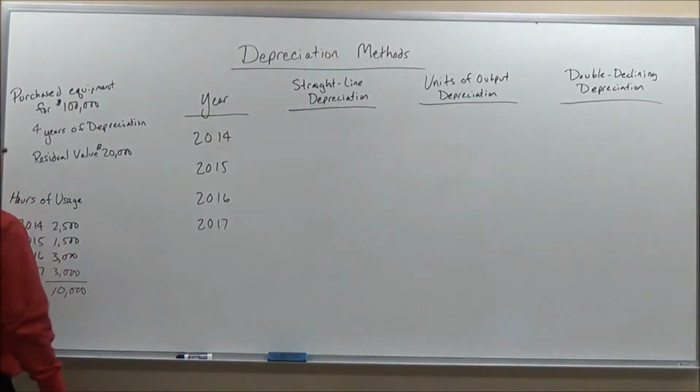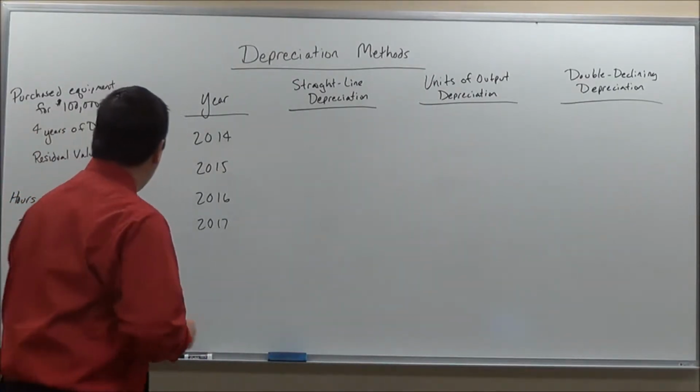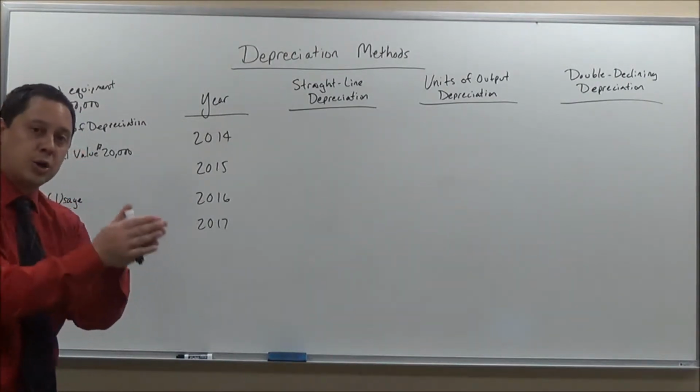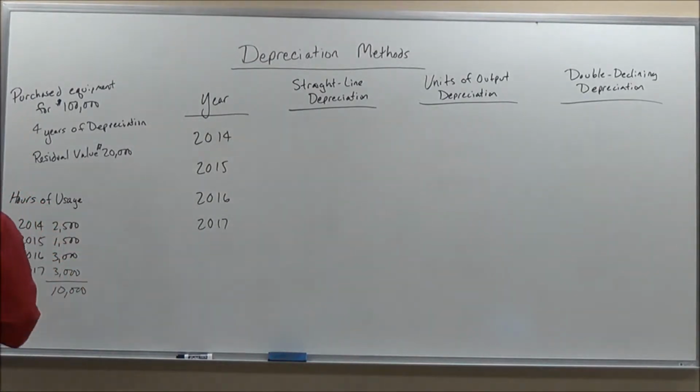Alright, so in the example here, we purchased equipment for $100,000. We are depreciating it over 4 years. So that means we have 4 years of depreciation that we're going to have on this, and we have a residual value of $20,000. Residual value could also be stated as a salvage value. So after the 4 years we depreciate it, we will have $20,000 value still left in this equipment.